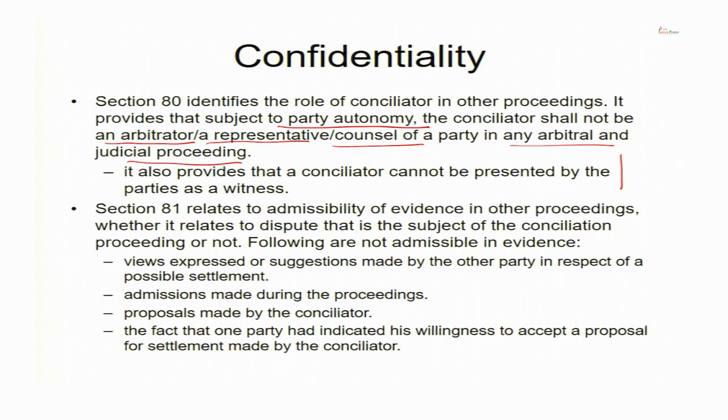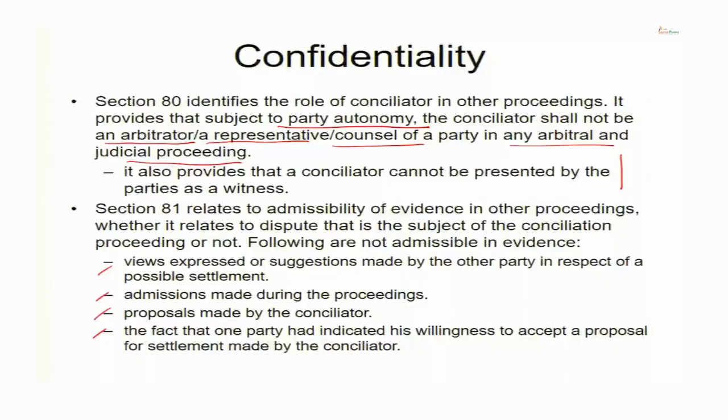Section 81 relates to admissibility of evidence in other proceedings. There are four things mentioned here, you see. These are not admissible in evidence in any other proceeding. Any other proceeding means whether the proceeding is related to this subject matter or any other subject matter. Whether the proceeding, maybe judicial proceeding or arbitration, is related to the subject matter of conciliation or related to something else, whatever may be the case, these are not admissible in evidence.